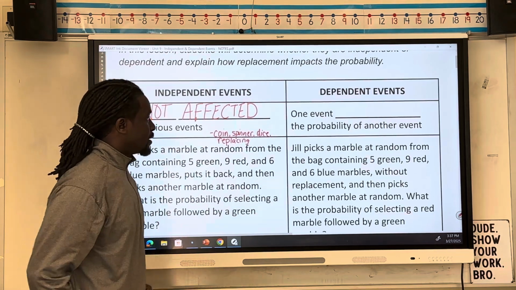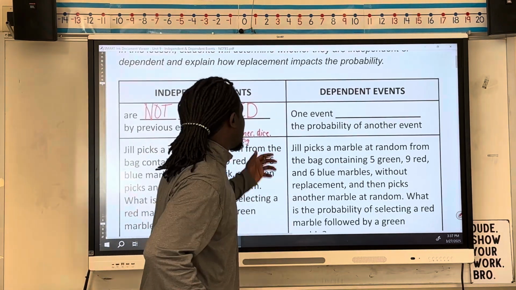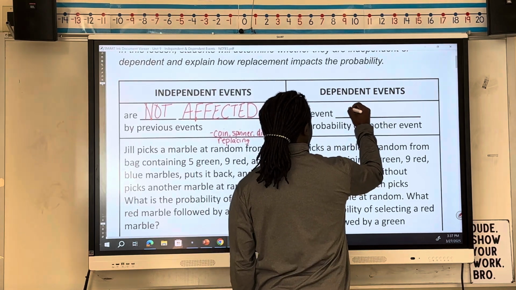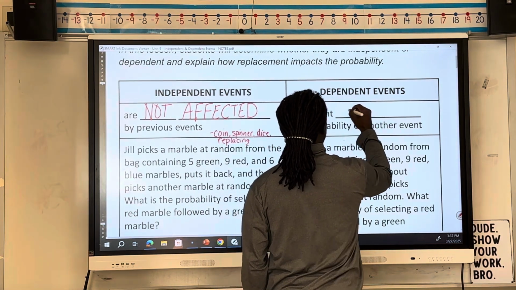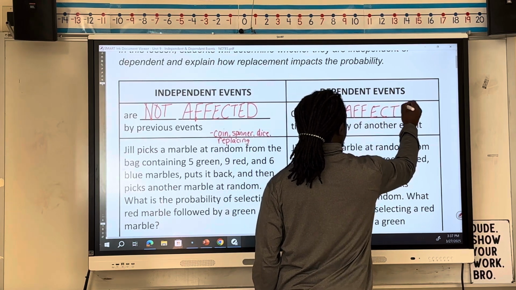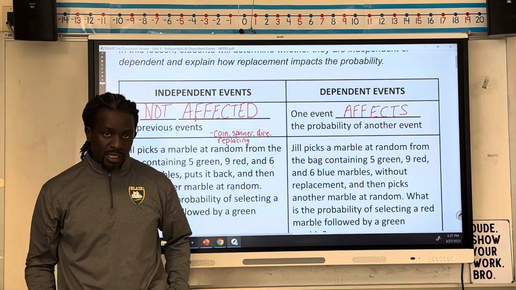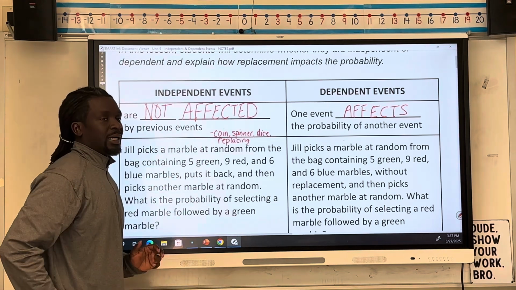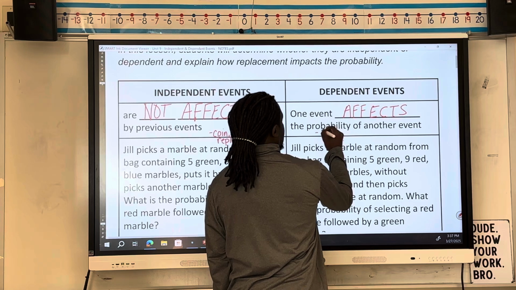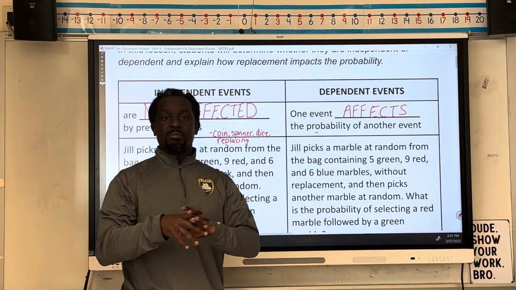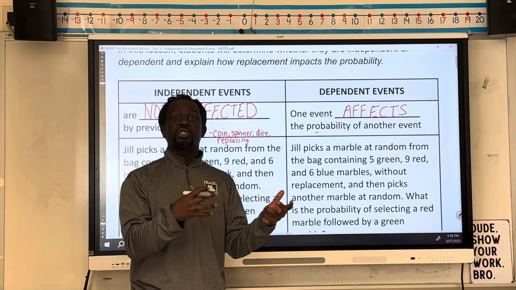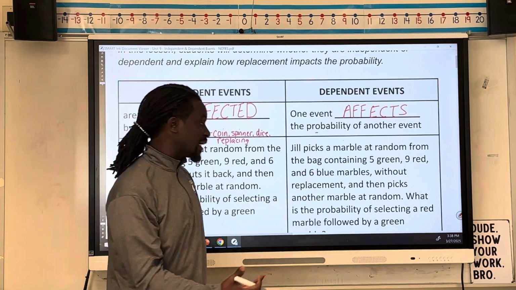The second is dependent, okay? And so a dependent is where one event does affect, right? So we're just going to say that it affects the probability of another event, okay? And so the key here is when you have a dependent, imagine you are taking something out and you're removing one of the options, and that is going to change the outcome of the second event, all right?